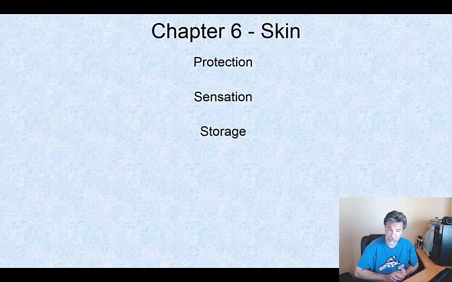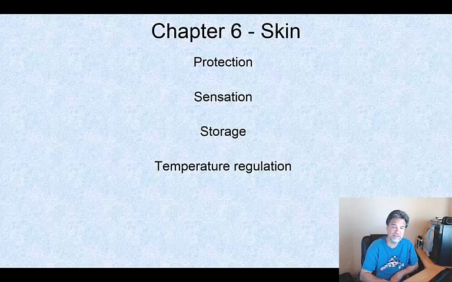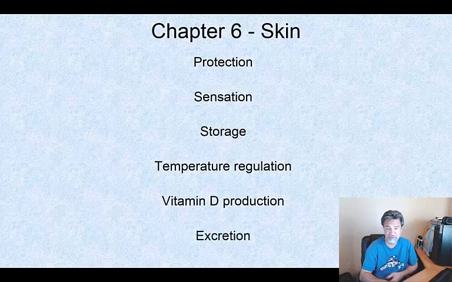We have storage, right? We're going to see that there's some compounds that are stored here that we need. Temperature regulation is going to be vital here. We're going to see glands are present in the skin that help us regulate our internal temperature. Vitamin D production is absolutely critical and requires activation of a compound by the sunlight. And finally, excretion. There's going to be excretory components associated with the skin where we get rid of some of our metabolic waste.